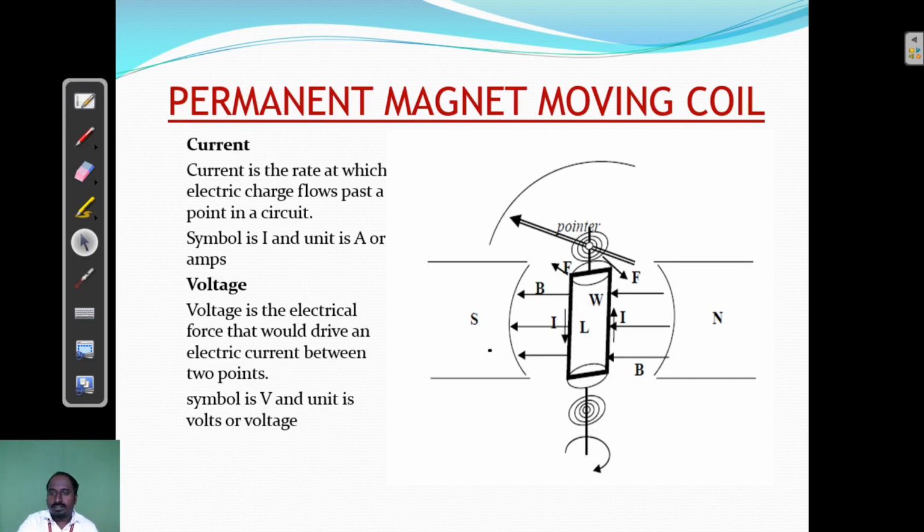This is the construction of a permanent magnet moving coil type meter. It consists of 2 permanent magnets, north pole and south pole. Since it contains a permanent magnet, it is called a permanent magnet moving coil type meter. You can see this is the south pole and this is the north pole of a permanent magnet.